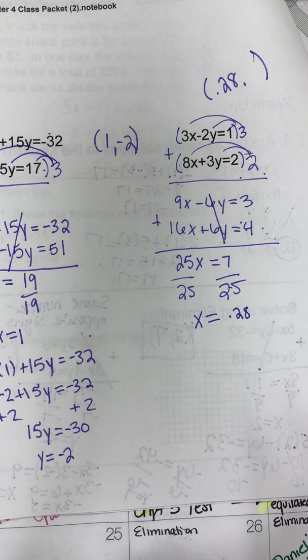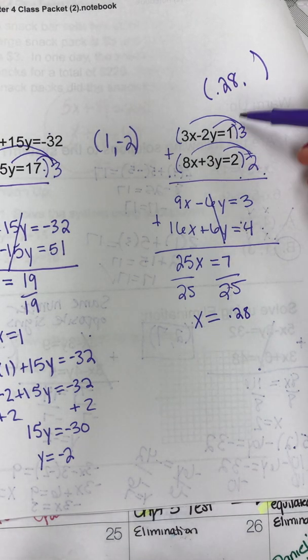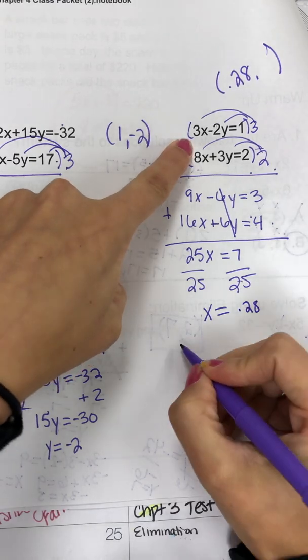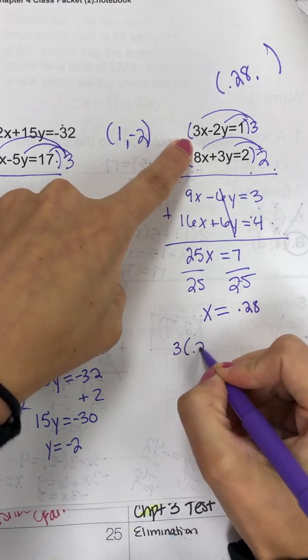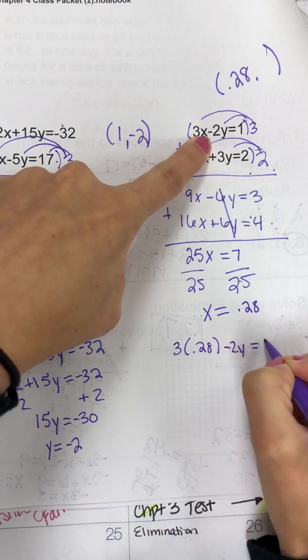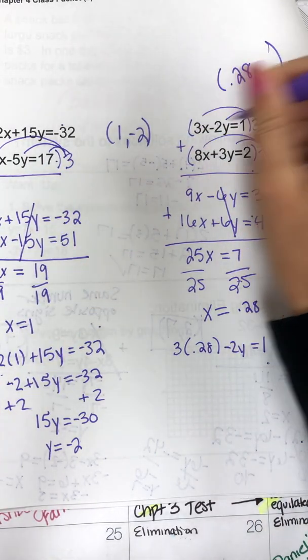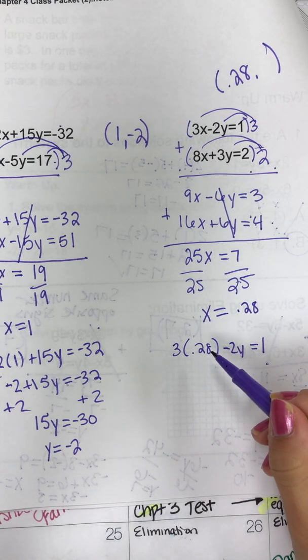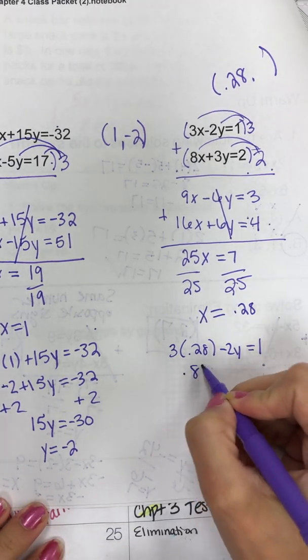Now I'm going to go back and find the y. Again, you have 4 equations to choose from, the 2 original or the 2 new ones. Doesn't matter, you're going to get the same answer. Again, I always just go back to the first one. So going back, 3 times 0.28, because that's what x is, minus 2y equals 1. So I'm just going back to the original and plugging in 0.28 for x. So starting with this, 3 times 0.28 is 0.84.